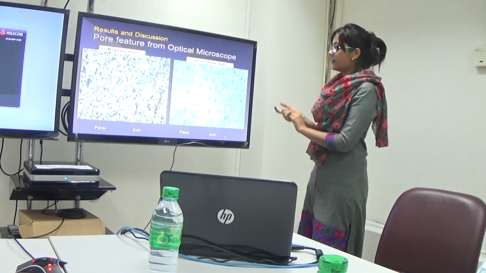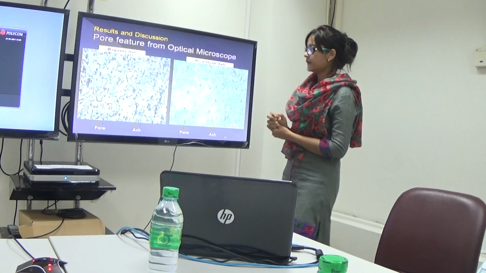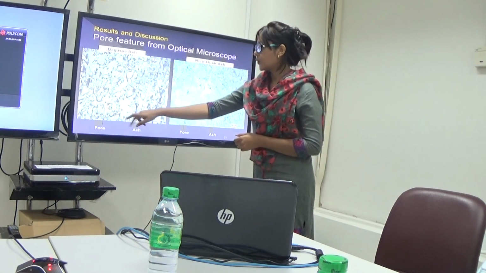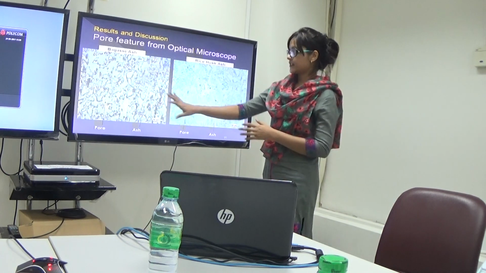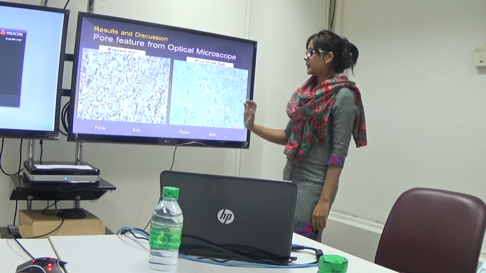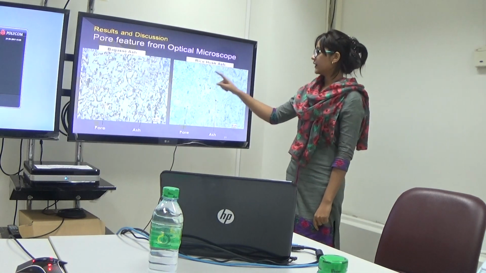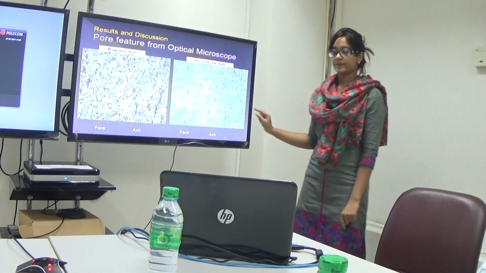And this is the pore feature from the optical microscope. This is the bagasse pore feature. This solid surface is the pore, and this surface is called ash. This is the ash. So we can see the pore phase and ash in this picture. And this is also the pore in rice husk ash, and this section is the media.